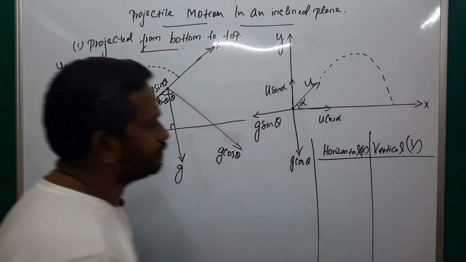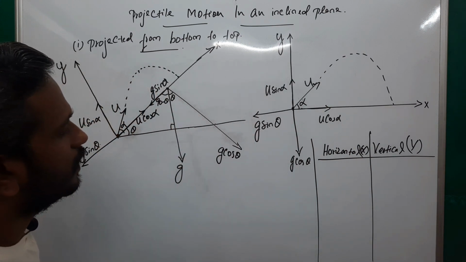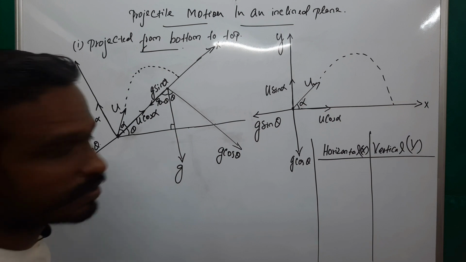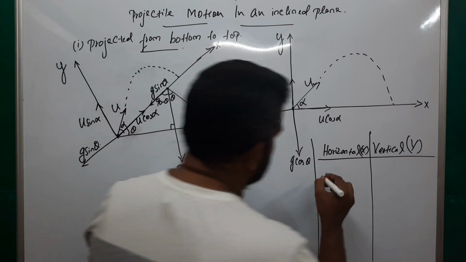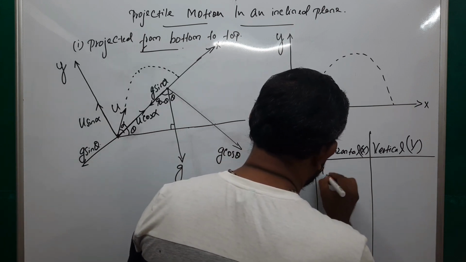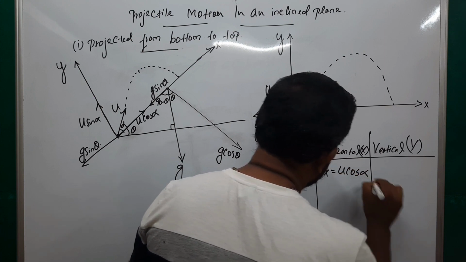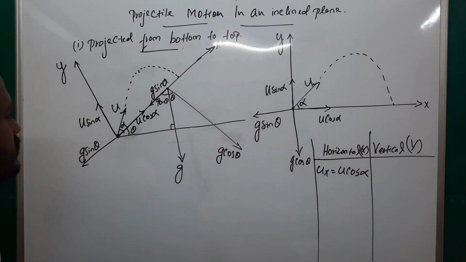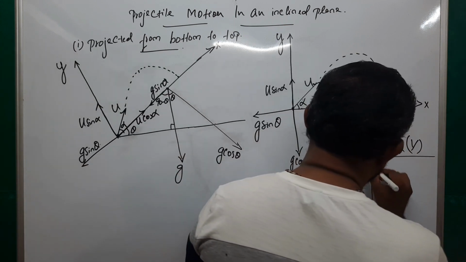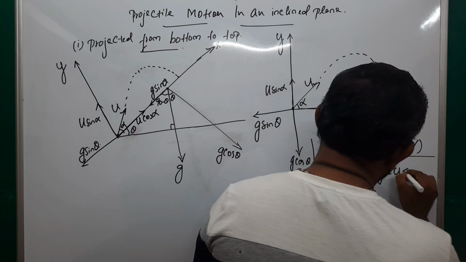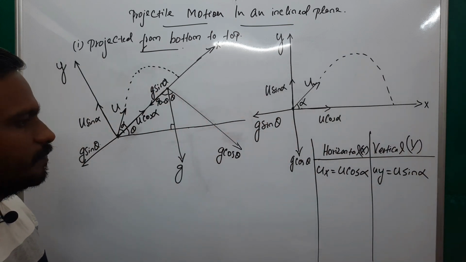Okay, y-axis. So what is the initial horizontal velocity? Initial horizontal velocity, that is ux, is equal to u cos alpha. What is the initial vertical velocity? That is uy, u sin alpha.